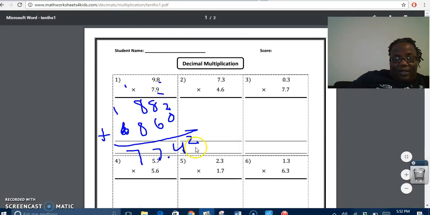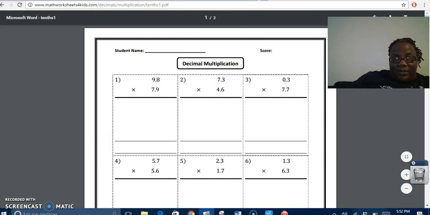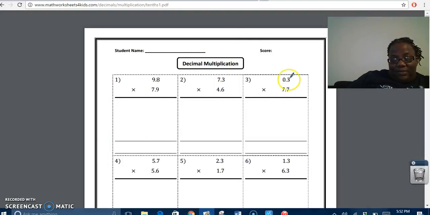Okay. So now let's try, oh I know, let's try one with the zeros, okay? Let's do this. So first, 7 is your anchor. Balloon 3. 7 times 3 is 21. 7 is still your anchor. Balloon 0. 0 times 7 is 0 plus 2. And then place value 0 right there.